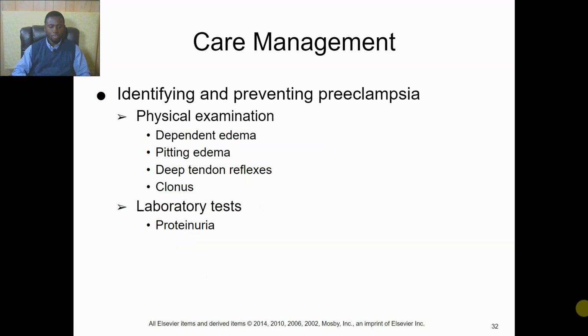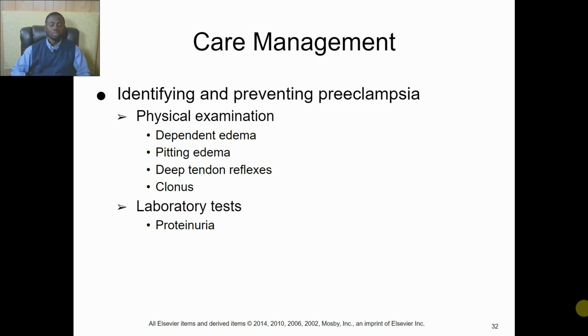So care management for preeclampsia includes identifying and preventing it. And we identify it through physical examination. So with physical examinations, we are going to see dependent or pitting edema. We are going to see an increase in deep tendon reflexes and clonus. Clonus is a test which is done in the feet, and when you flex the feet, you will see that it will kind of go in a tick-tock kind of movement.